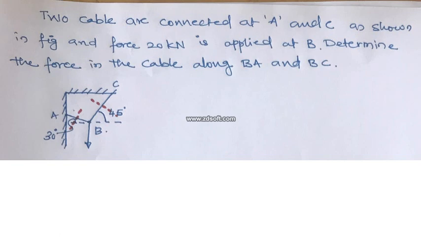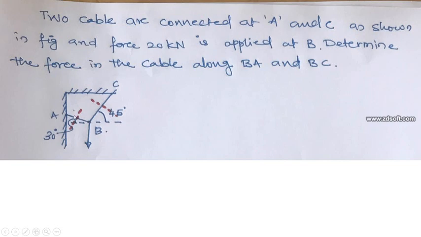So you can read the question. Two cables are connected at A and C as shown in the figure, and a force of 20 kilonewtons is applied at B. So we need to determine the forces in the cable along BA, which is nothing but this force, and BC along this cable. For doing that, first we have to draw the free body diagram. So we'll cut the section over here.